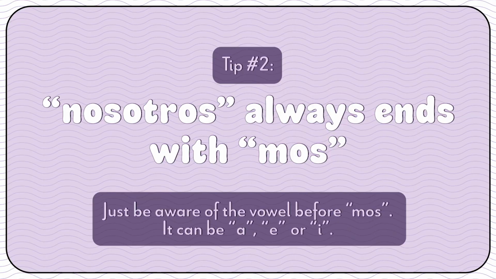Tip number 2. Every nosotros form will end with mos. You do have to remember the vowel that comes before the mos, but it's not going to be hard for you to recognize mos in a conversation.